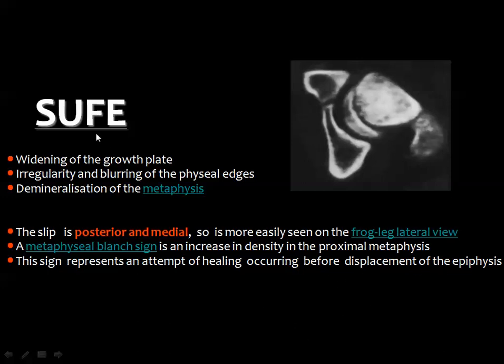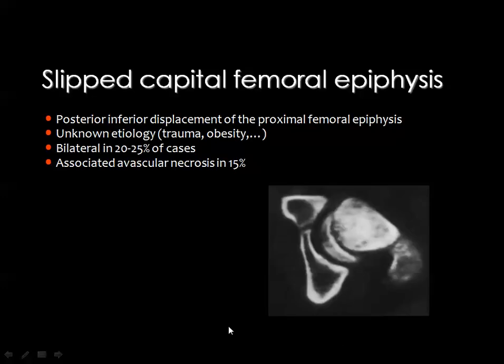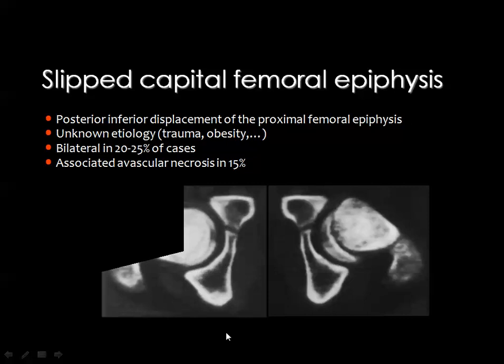Then the findings will include widening of the growth plate, irregularity and blurring of the physeal edges, and demineralization or some loss of bone density of the metaphysis. And the slippage occurs posteromedially, as I have mentioned. The cause is usually unknown, but there are predisposing factors, including obesity, and sometimes it is post-traumatic. Bilaterality is seen in about 20% of the cases. One of the known complications is avascular necrosis of the femoral head.